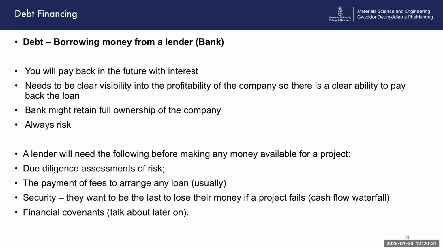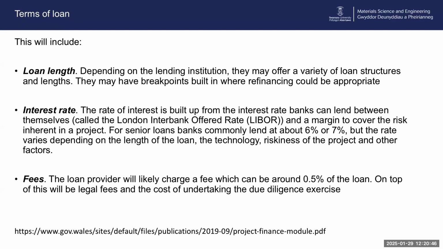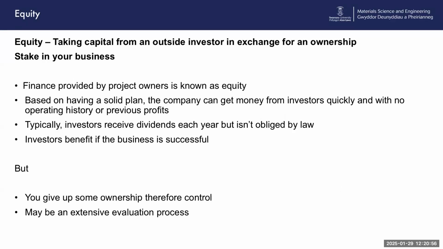They will need to do due diligence risk assessments. They will charge you fees, and they will want security on their money, and they will also want financial covenants, which we may touch upon later. If you take a loan from the bank, there will be a loan length. You will have interest. You will have to pay back interest, and there will be fees for the privilege of borrowing money. Equity is slightly different.